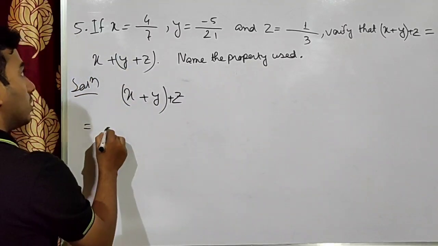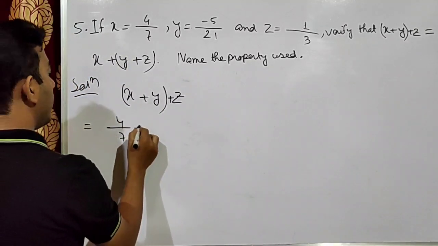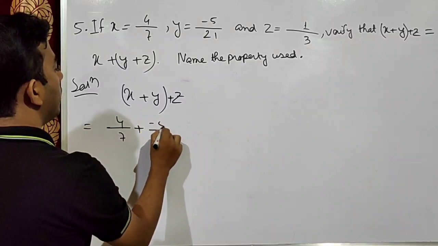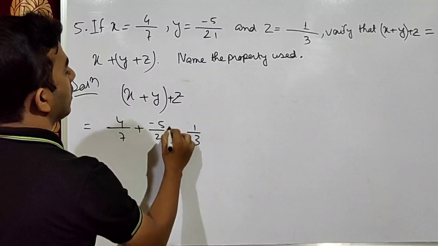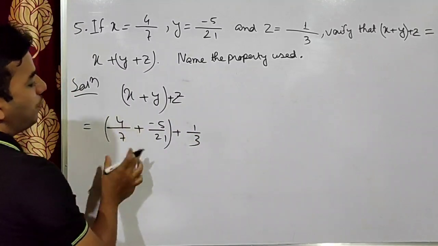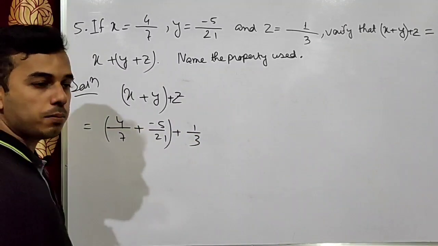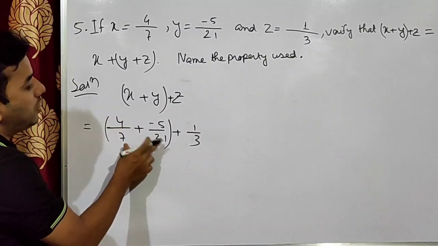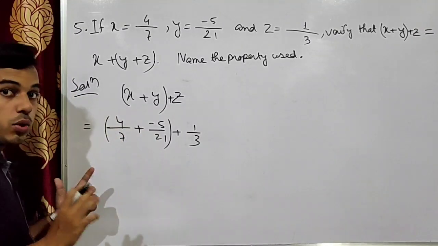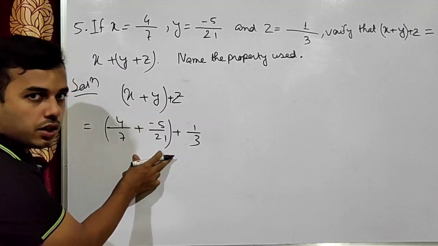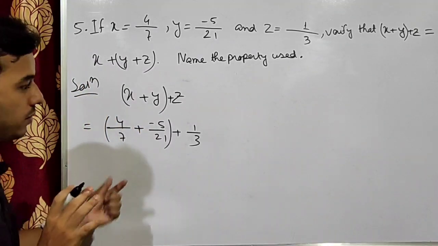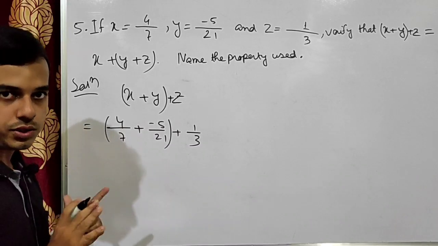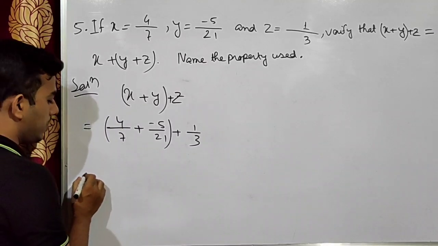So the value of x is 4 by 7, then the value of y is minus 5 by 21, then plus 1 by 3. I hope now you can solve this, right? Because we have solved this type of question. Now what do we have to do? We have to simplify this. In question number 3 we have solved such types of questions. Okay, let us solve it again.